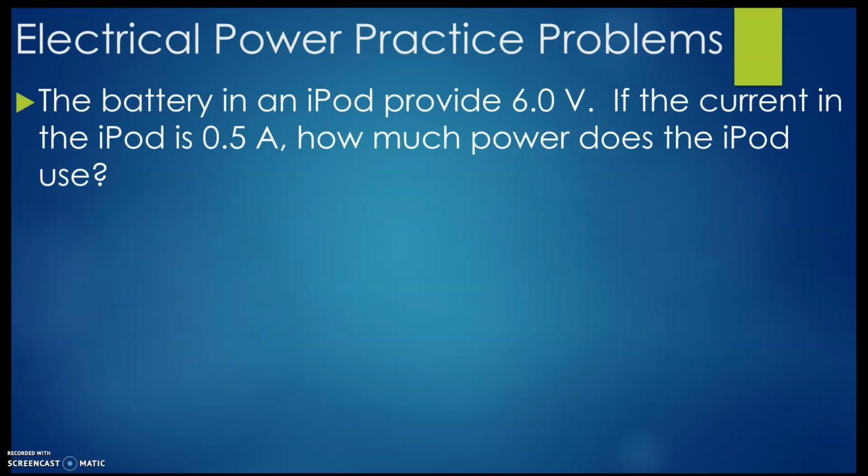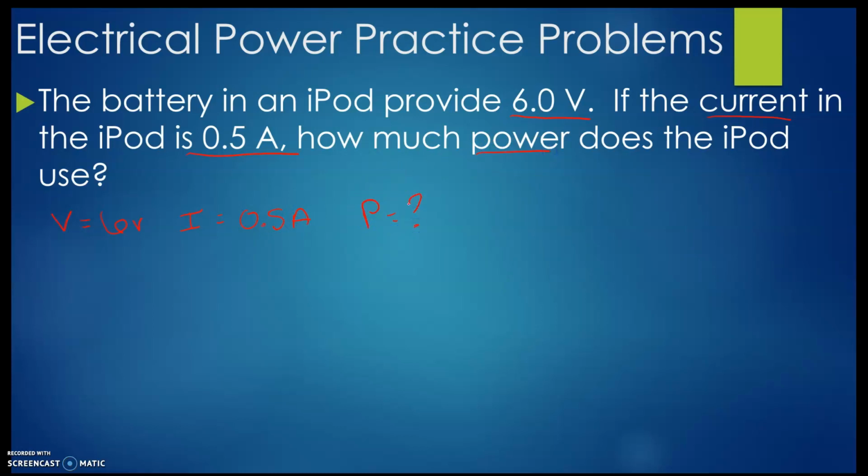Okay, the next example we're going to look at says the battery in an iPod provides 6 volts. If the current in the iPod is 0.5 amps, how much power does the iPod use? So the first thing we want to do is to go ahead and write down what we know. We know the voltage is 6 volts. Okay, the next thing we know is that the current is 0.5 amps. Okay, that means that we're looking for power.